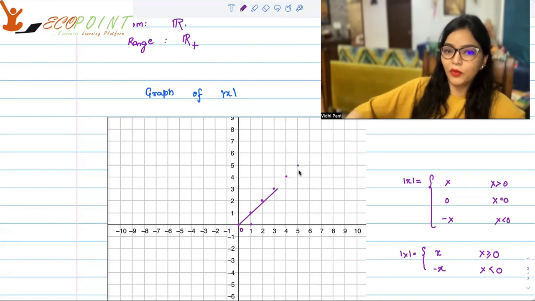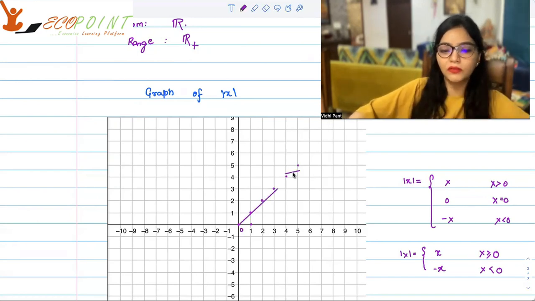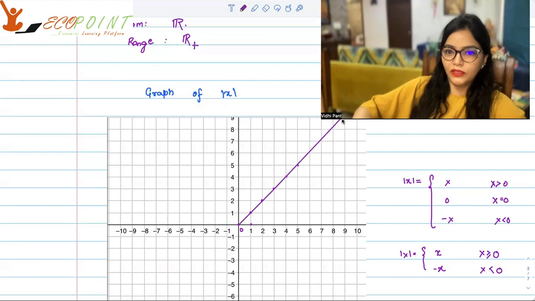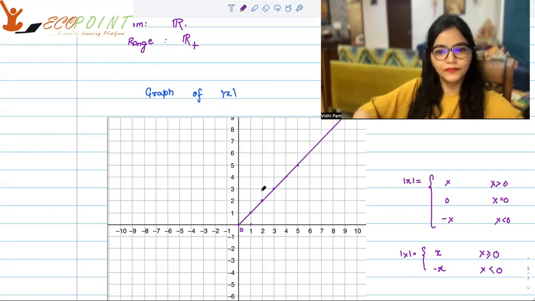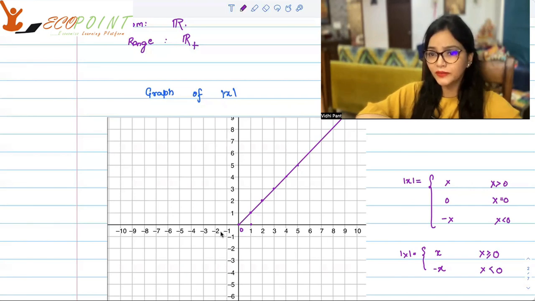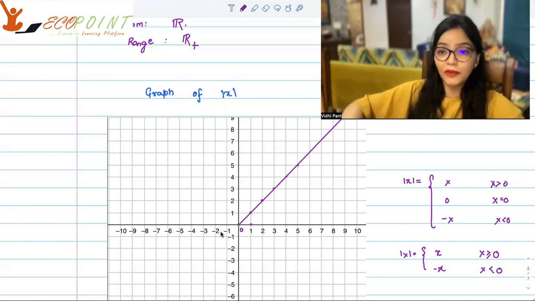So you'll have a point out here on the Cartesian plane, and it moves on and on like this. Now, what about the negative numbers? Suppose your input is -1. What's going to be your output? Will it be -1? No, it will be minus of -1, and that gives you +1.